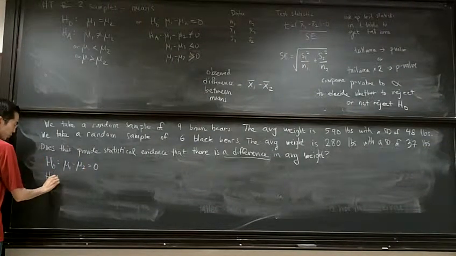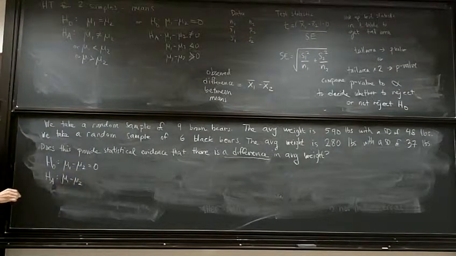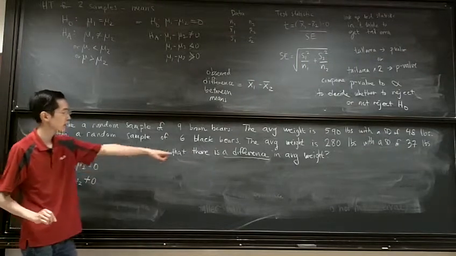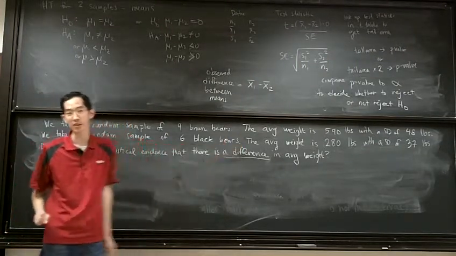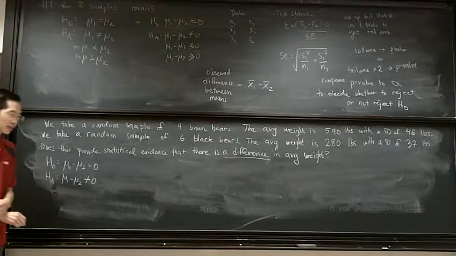And my alternative will be what? Mu1 minus mu2 is not equal to 0. And we choose not equal to 0 because this says a difference. It doesn't say we have evidence that brown bears weigh more or black bears weigh less or something like that.